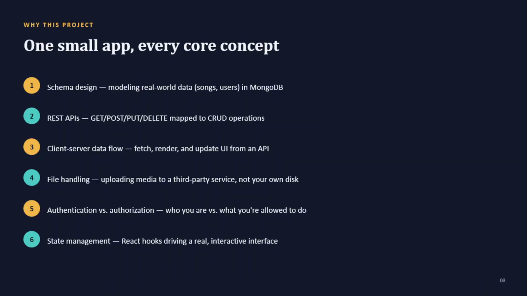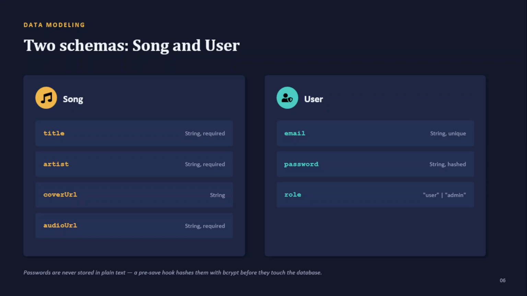So next, you can see two schemas, song and user. The song has the title, the artist, the cover URL, the audio URL. This cover URL and audio URL is what is stored in MongoDB. Your MongoDB doesn't store the actual song data. It doesn't store the audio data, but it stores the URL of the audio and the image of the audio.